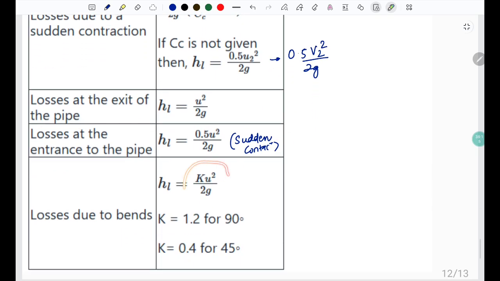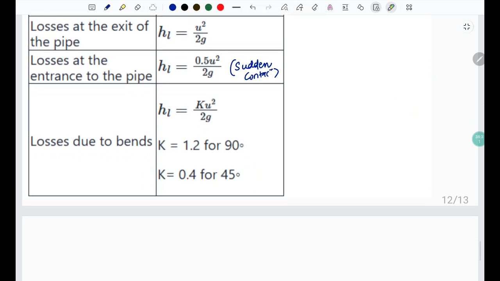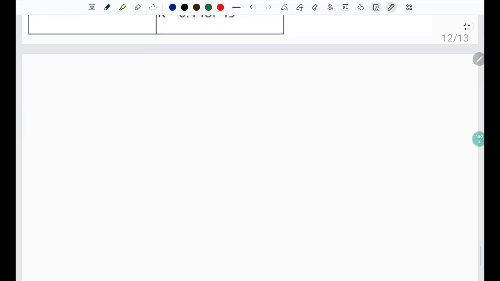And loss due to bend is given by kV square by 2G, where k is 1.2 for a 90 degree bend like this, and for a 45 degree bend it is 0.4. So these two values are important. So this was the concept behind the minor losses. Let's move on to the next question.